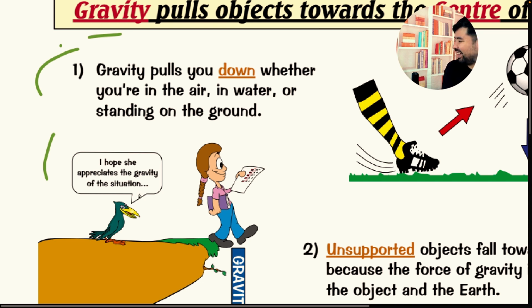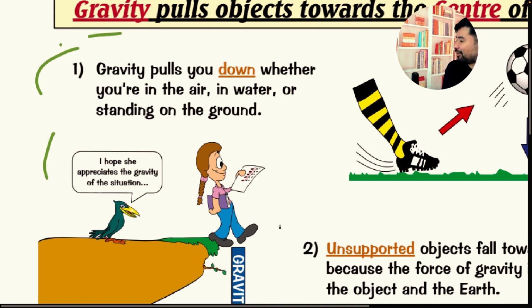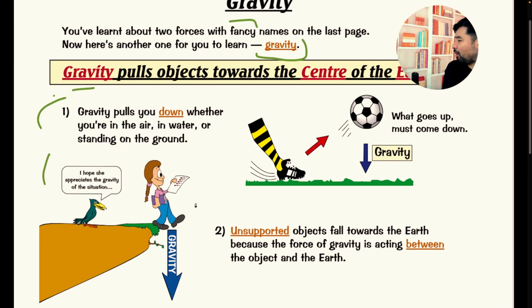Of course, because here she's walking, as we can see, and then there is no ground here, so it's dangerous. So I hope she appreciates the gravity of the situation. I hope that she knows that it's a very dangerous situation. So this is the joke here.